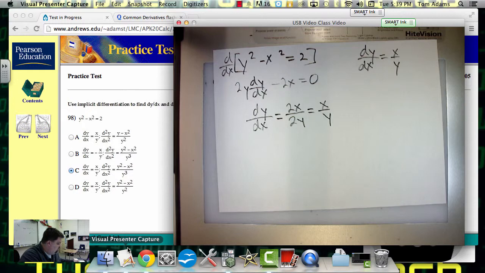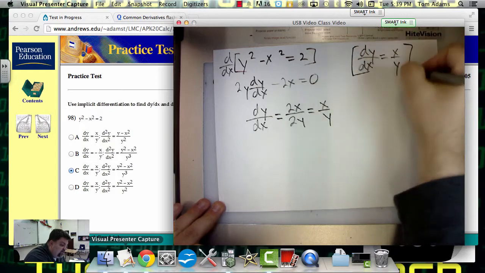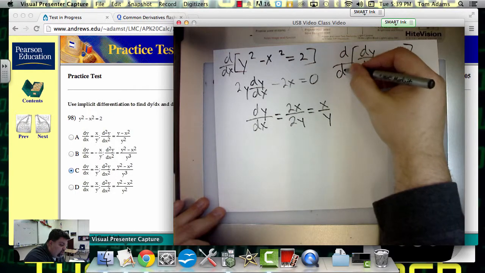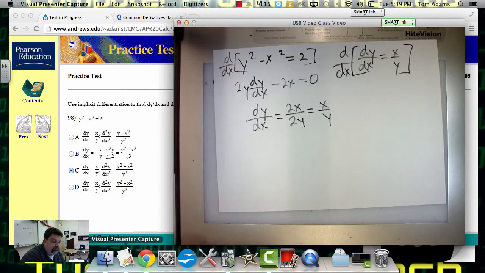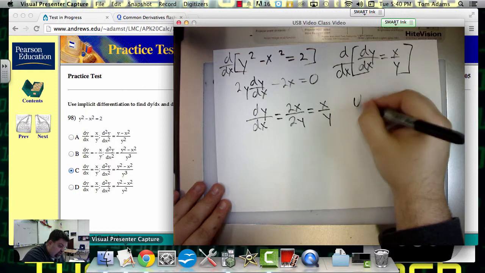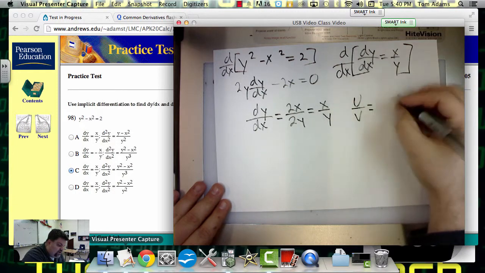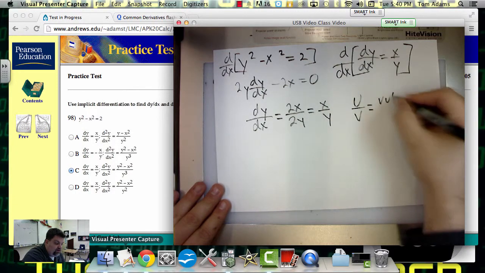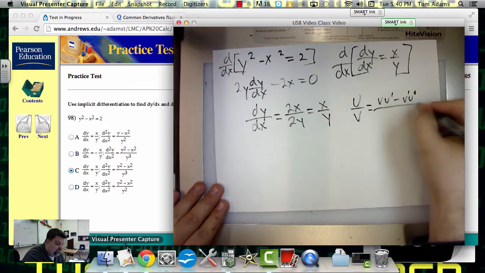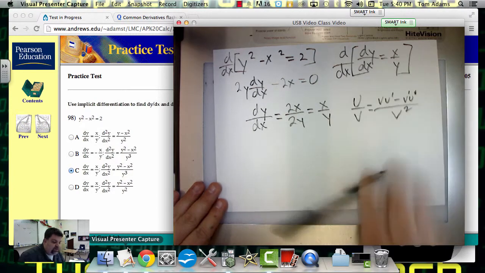So then the next step that we would need to do is we want to take the derivative of that. So now, if I take the derivative of that, I have to employ the quotient rule. So the quotient rule then would be, remember that the derivative of u over v is going to be v times u prime minus u times v prime, all over v squared. I wrote it down funny.